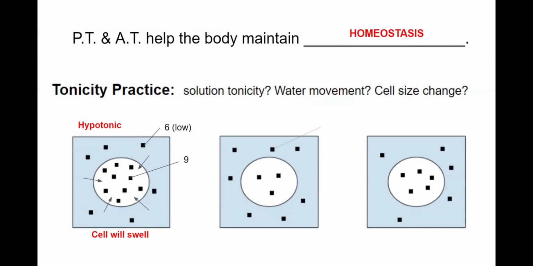Now, next one. Let's count. Outside's going to be 7. Inside's going to be 3. The 7 is the high one. Again, we were paying attention to the outside of the cell, the solution, not what's inside the cell. We know hyper high, hypertonic. And we know that in hypertonic, that means our water is going to be pulled out. So water's going to rush out, which means our cell is going to shrink.